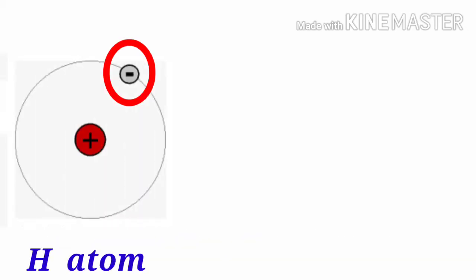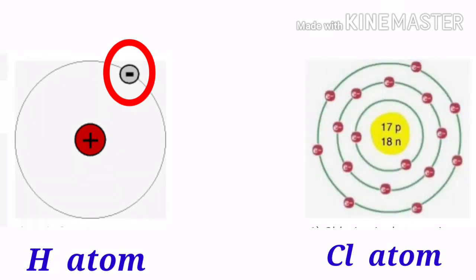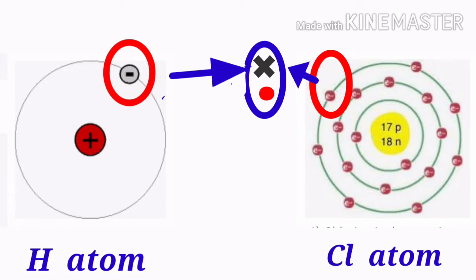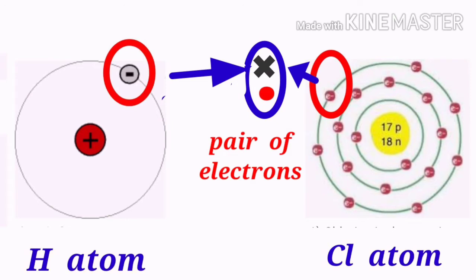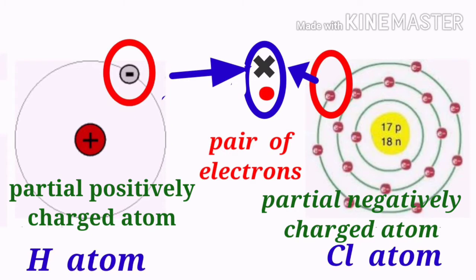We can see the hydrogen atom in the picture and we can see the chlorine atom in the picture. Hydrogen and chlorine atoms give one electron each and form a pair of electrons. This is called a covalent bond. Atoms share the covalent bond equally, but the chlorine atom attracts the covalent bond more than the hydrogen atom. So, the covalent bond shifts toward the chlorine atom. Then the chlorine atom becomes a partially negatively charged atom. Hence, chlorine gains electronegativity.